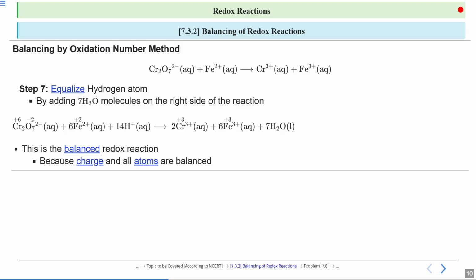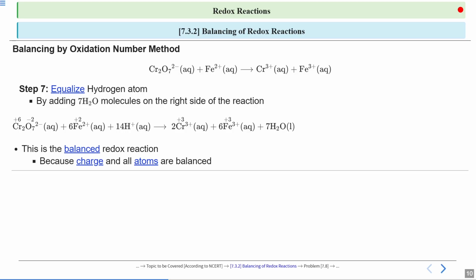Because how can it be considered as a balanced one? Because if we look over the charge, it is balanced, and if you also look over the atoms that are participating in the reaction, these atoms are also balanced. Therefore, the reactions can be balanced by the oxidation number method if we follow these 7 steps in a sequential manner. And after following these 7 steps, we will reach a stage where all the charges and the atoms are balanced in the chemical equation.